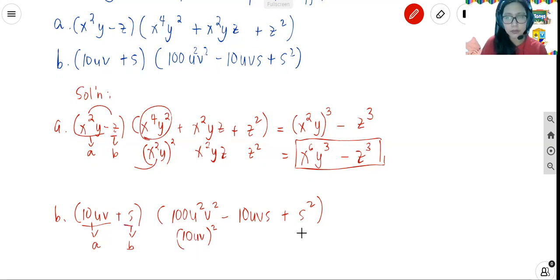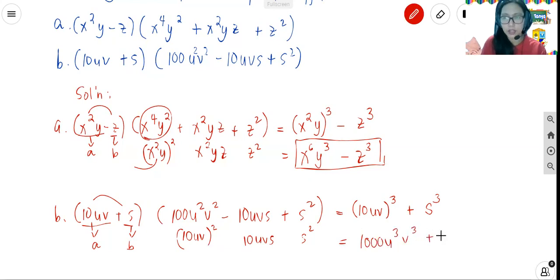For the last term, it's s squared. And when you multiply, you will get 10uvs, and then the sign is correct, it's negative here. So it follows the first pattern. Hence, our answer would be just the cube of the first plus the cube of the second term. So we will have 1000 u cube v cube plus s cube.